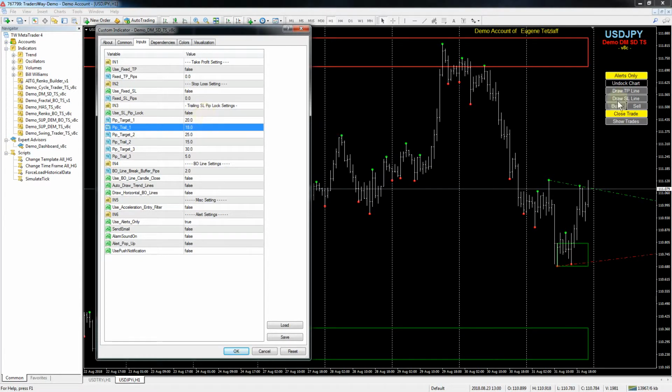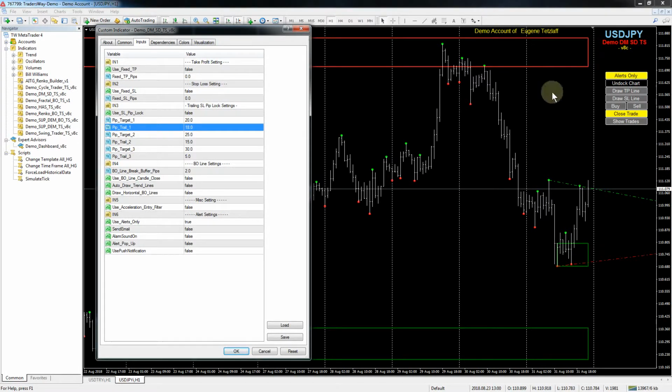Now we also have a draw take profit, draw stop loss line over here. Once the trade is opened, you can use these to just click it and it will randomly put a take profit line on there, or click the stop loss, it'll randomly put a stop loss line on there. Then you can grab those and put them wherever you want. But for these to work, the trade has to be open. There has to be a live trade, and all of these have to be set to false.